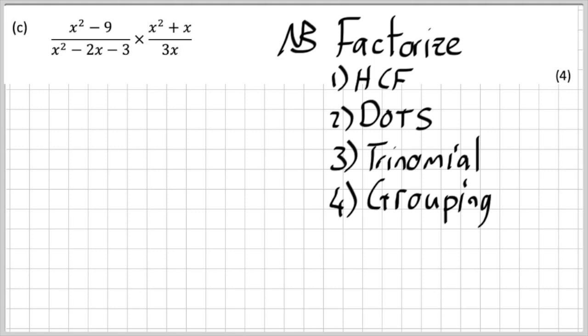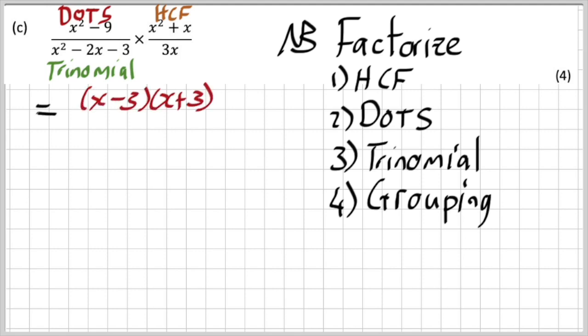If I look at those, x squared minus 9 is a difference of 2 squares. x squared minus 2x minus 3 looks like a trinomial. It's got 3 terms. x squared plus x, I can maybe see that I can take something out common. So what I'm going to do is step by step do those 3 different types of factorization. So x squared minus 9 is x minus 3 and x plus 3. x squared minus 2x minus 3, well, that's a trinomial that I'm going to factorize using that beautiful method.